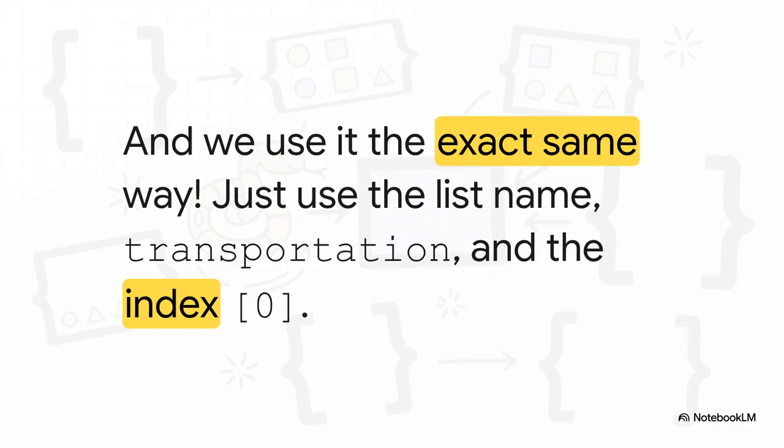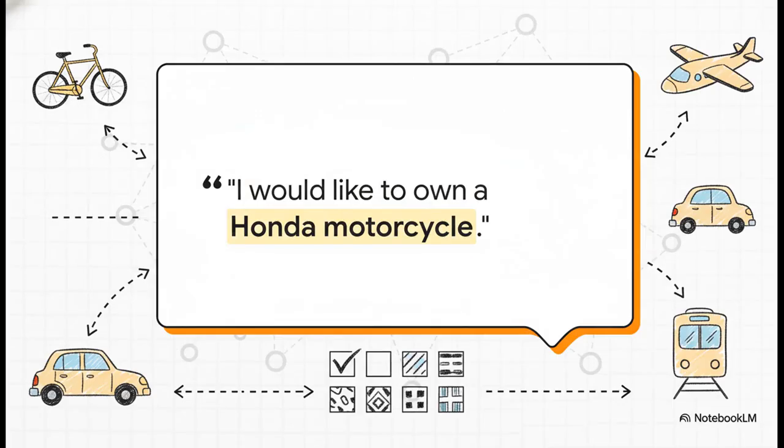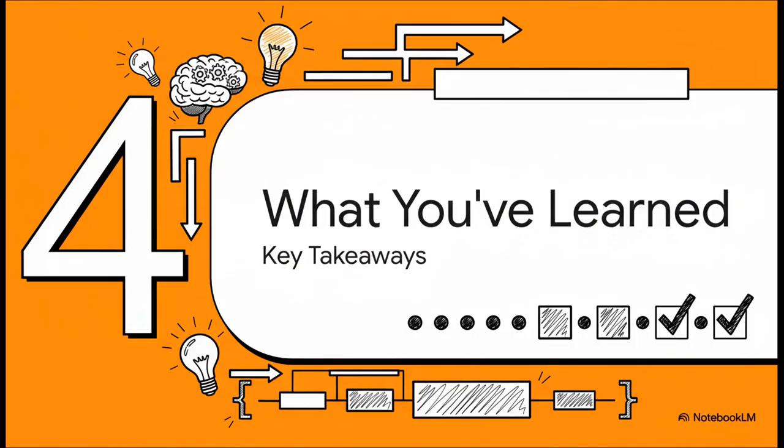And using it? Well, you already know how to do this. It's the same pattern we just learned. To get the first item out, we just use the list's name, transportation, and ask for whatever is at index 0. And the result is a perfectly built sentence using that first item from our transportation list. This proves it. Once you learn how to use a list, you can use that skill on any kind of data you ever need to organize. It's a universal tool.